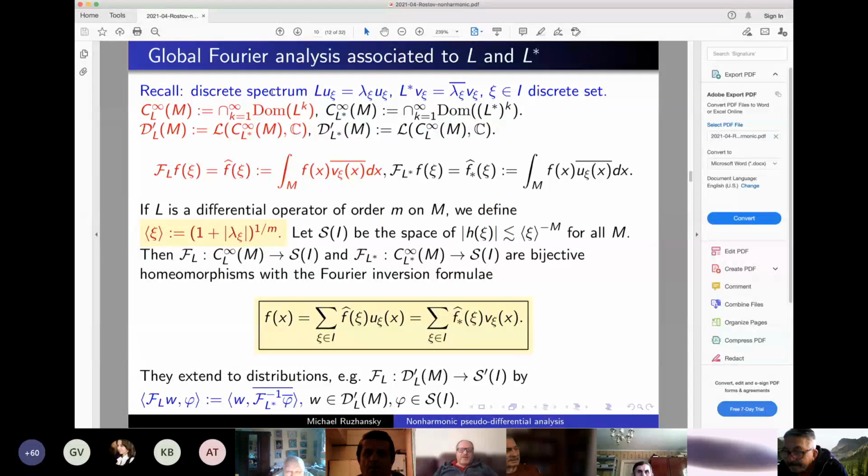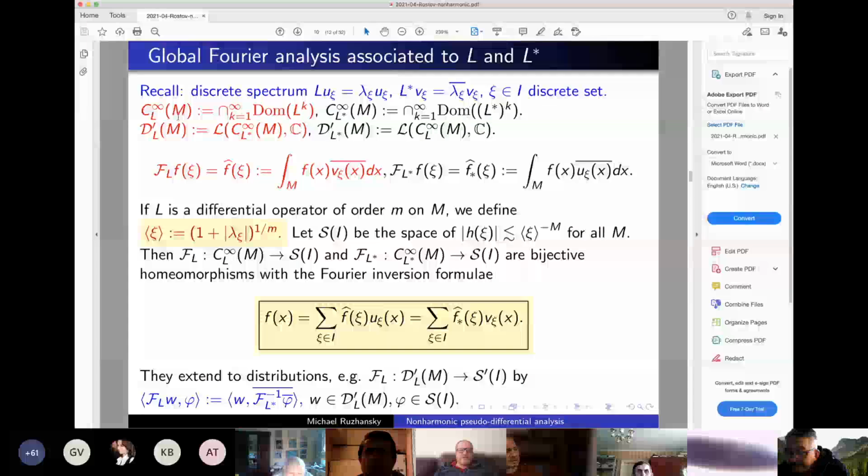So we have a discrete spectrum. Remember, we have a fixed operator L. U_ψ is a Riesz basis with discrete spectrum, and L* will automatically have V_ψ also as a basis. So let's start to develop Fourier analysis. First, we need distributions. So we need to define what is the Fourier transform and what are distributions. And this goes as follows.